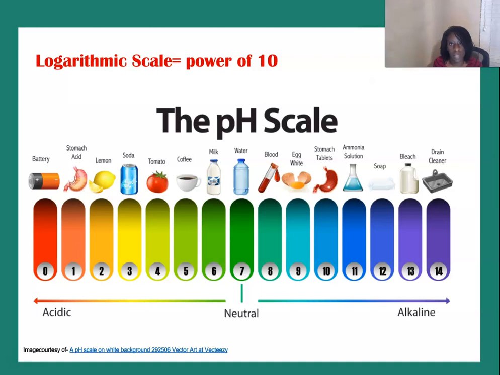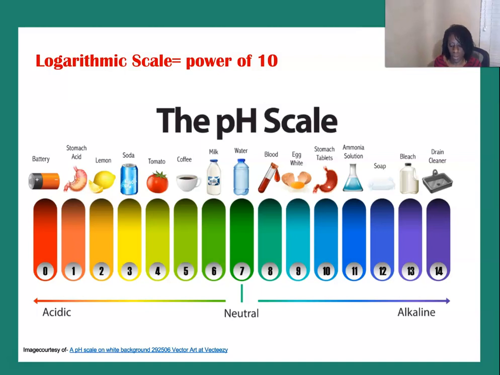So all that means when I say it's a logarithmic scale is as we're going from one number to the next, so 1 to 2 to 3 to 4, we're not just adding by 1, we're actually multiplying by the power of 10. We're not multiplying by 10, that would be 10, 20, 30, 40. We're multiplying by the power of 10. So 10, 100, 1000.